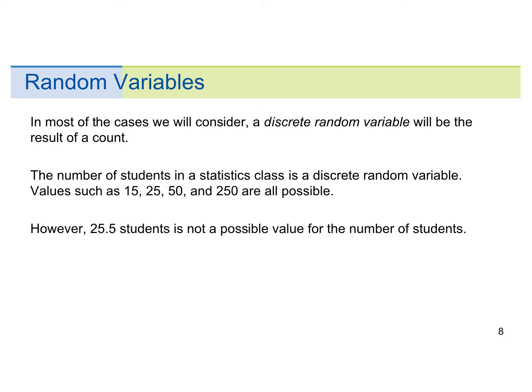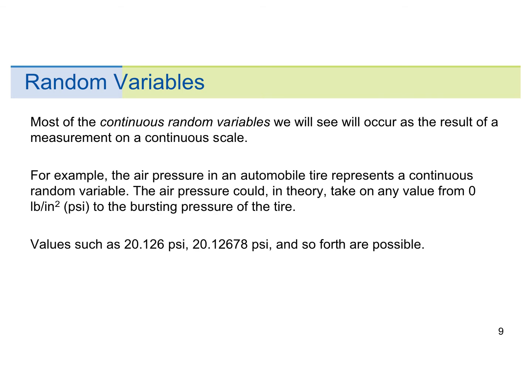In most cases, we will consider a discrete random variable will be the result of a count. The number of students in a stats class is a discrete random variable such as 15, 25, 50, 250 are all possible. However, 25.5 are not possible to be in a classroom. That's discrete.